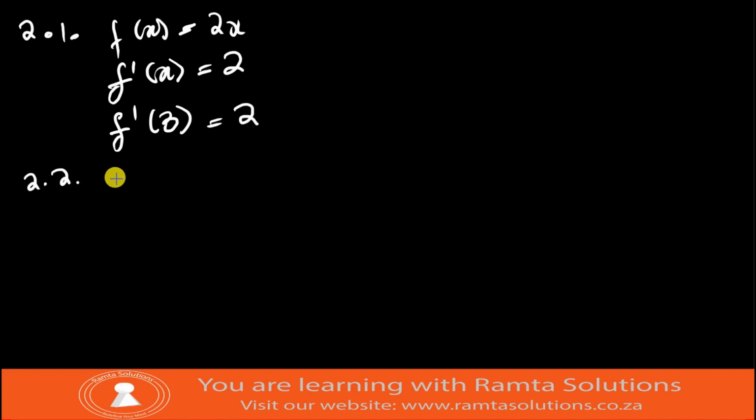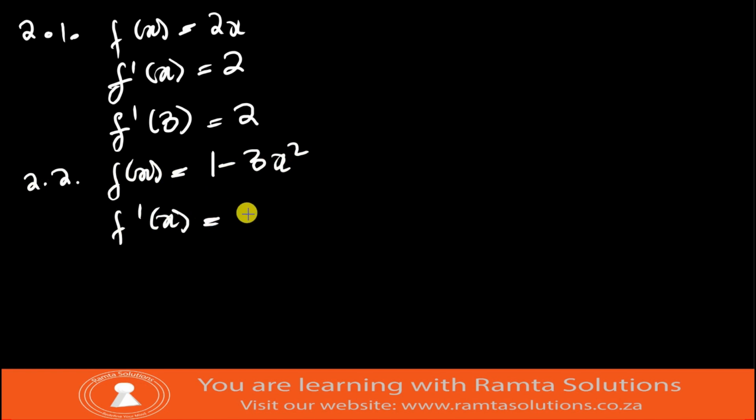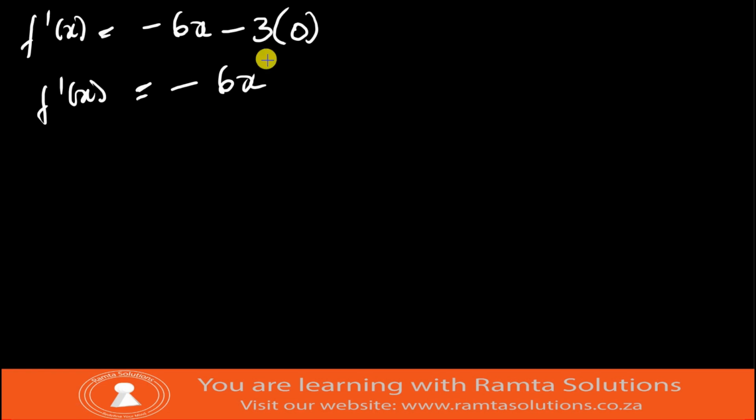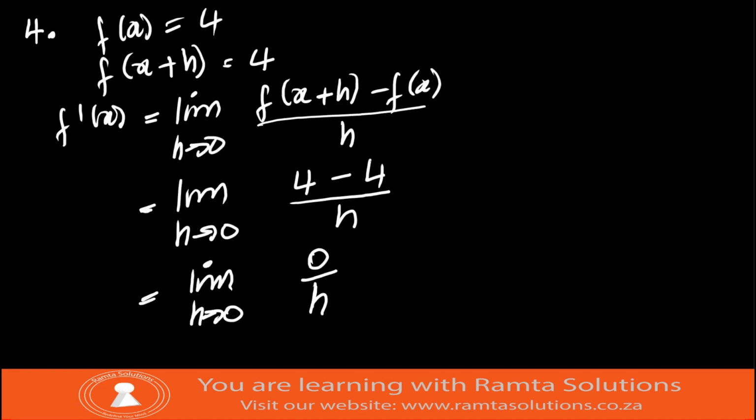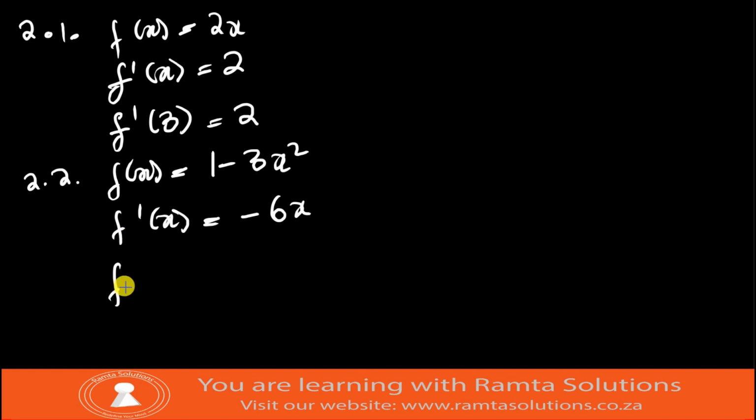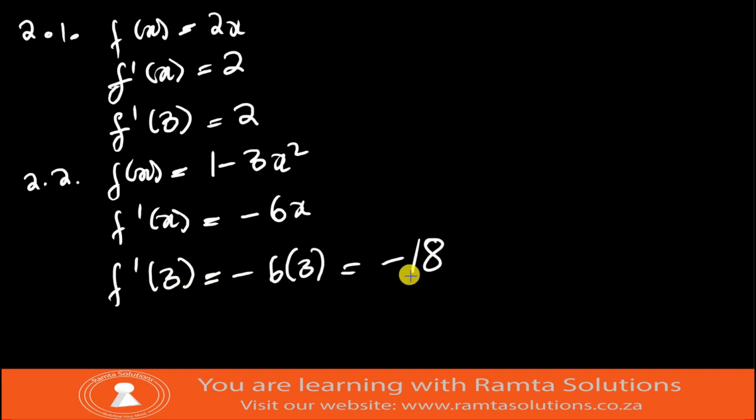2.2, it was saying f of x equals 1 minus 3x squared. Our gradient, by first principles, was minus 6x. I will confirm. Yes, it was minus 6x. So gradient at x equals 3, what is it? In other words, f prime of 3, what is it? It is minus 6 into 3. And this is minus 18. 3 marks, eh? So it is minus 18. This is gradient at x equals 3.